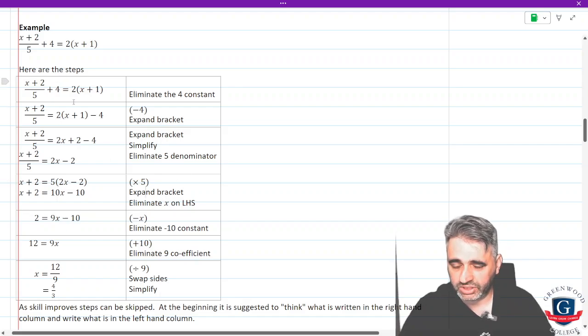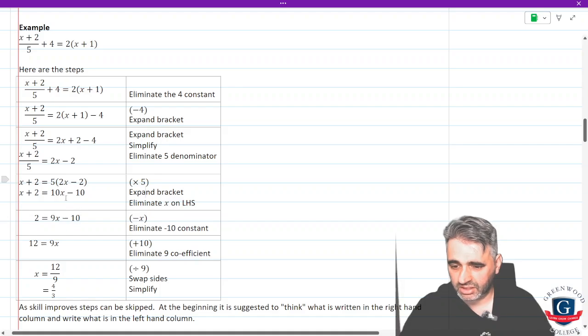Again, we've got this 4 here. We're going to eliminate that first. Once that's eliminated, we end up with this expression on the right hand side. Before we multiply the 5, it's probably best to reduce the number of terms we have to multiply by. So simplify the right hand side of the equation. Now multiply both sides by 5.